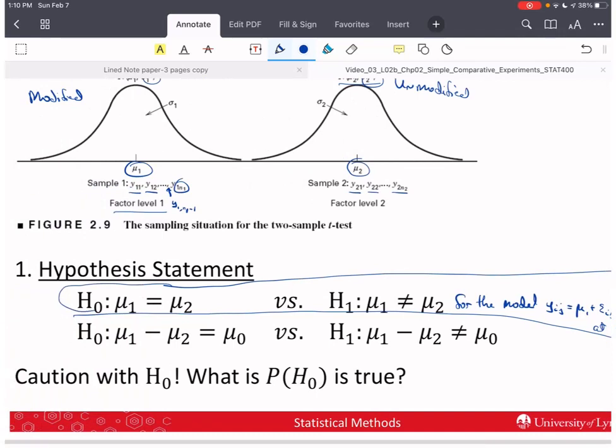Another way to write this is we could subtract mu2 from both sides and use 0 over here, which is what we have now. But we don't have to use 0. We could use some null value, so mu1 minus mu2 is equal to 2 or something. We can say there is a difference.